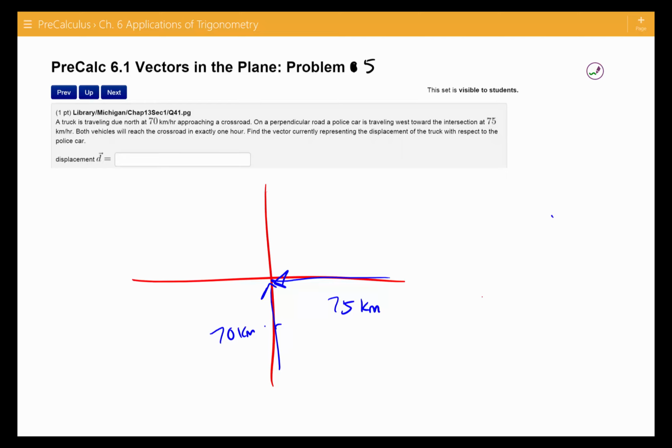So the question says, find the vector representing the displacement. So we're looking for a displacement vector of the truck with respect to the car. So that would be this vector here of the truck with respect to the car. That's negative 75, comma, negative 70.